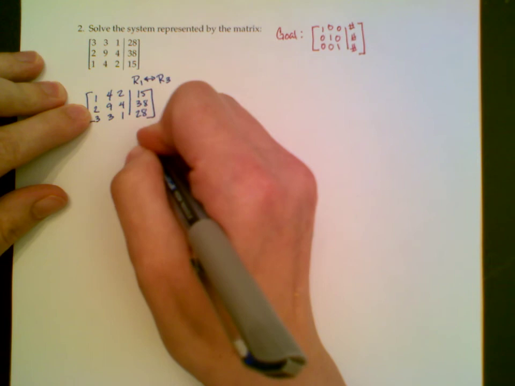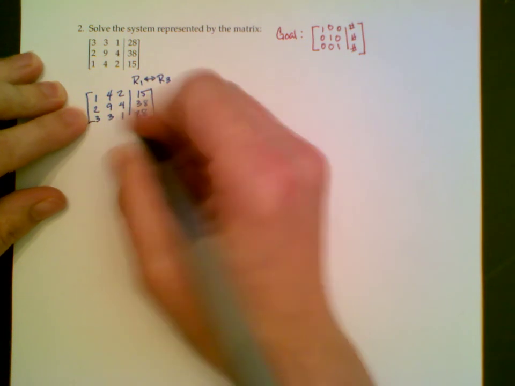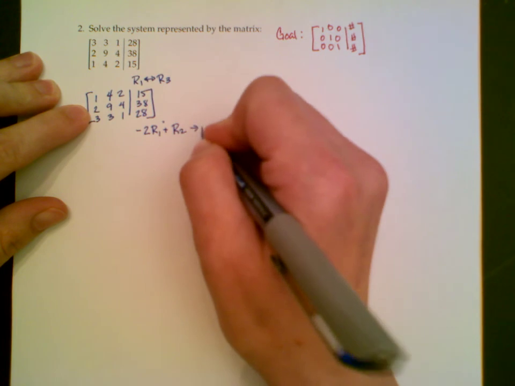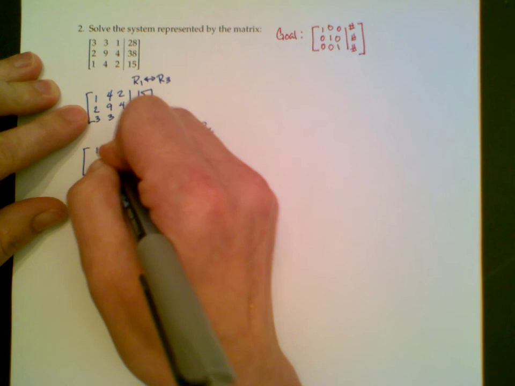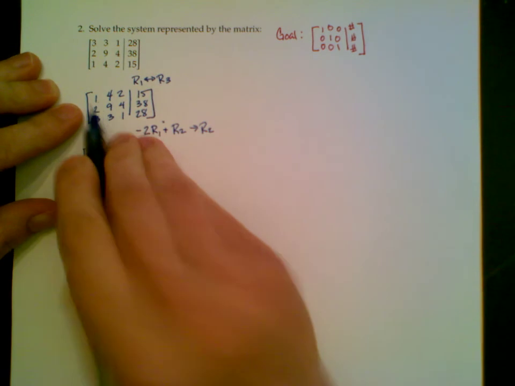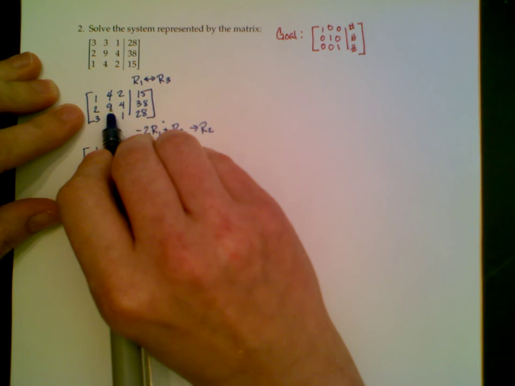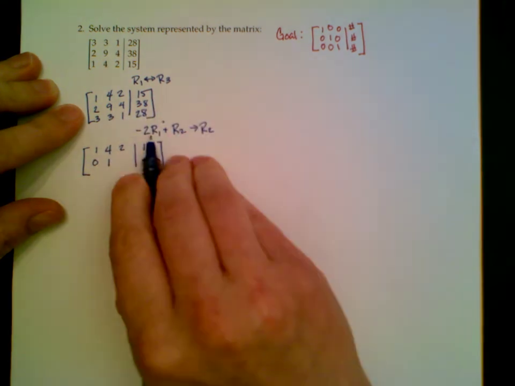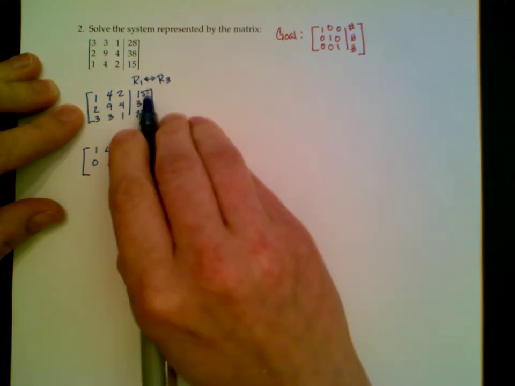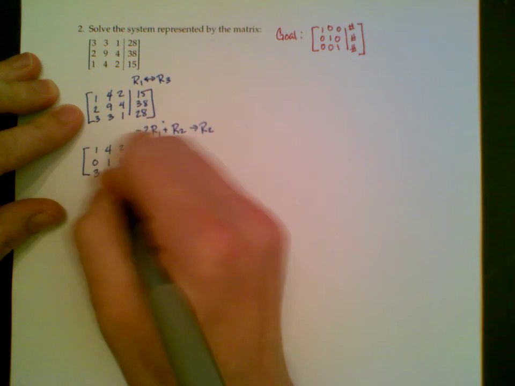So the first thing I'm going to turn into a 0 is the 2. Negative 2 times row 1, because that's the opposite of 2. Row 1 is where the 1 is, plus row 2, because that's where the 2 is. So we recopy row 1. And now negative 2 times 1 is negative 2, plus 2 is 0. Negative 2 times 4 is negative 8, plus 9 is 1. Negative 2 times 2 is negative 4, plus 4 is 0. Negative 2 times 15 is negative 30, plus 38 is 8.